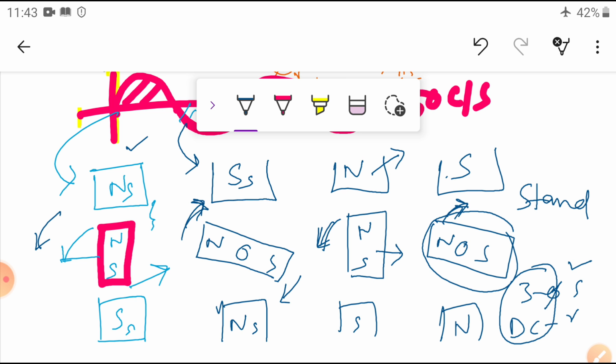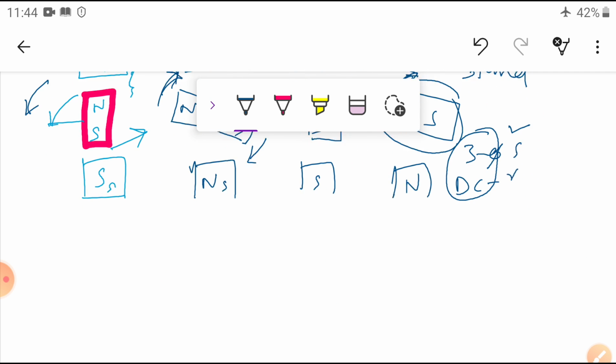What is the reason? We have seen here. Then how do we start this one? We have different starting methods. What are the methods we have seen? We will see them now. Generally this can be started by using some small pony motors.